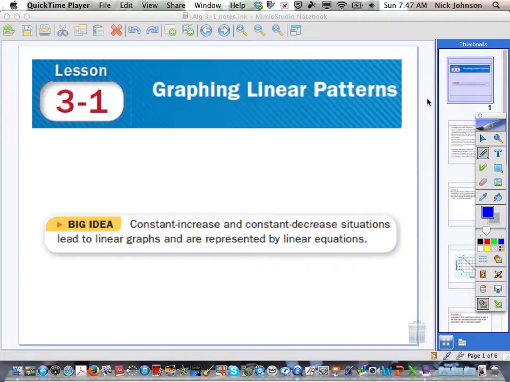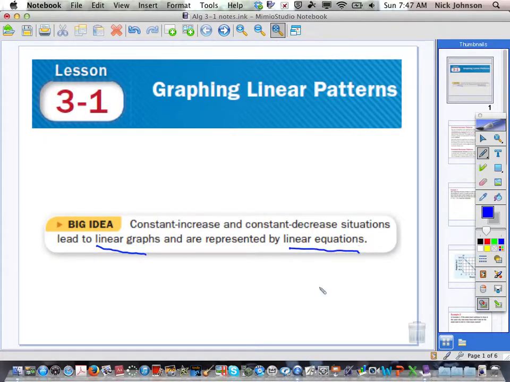Today, we're going to talk about Lesson 3-1, Graphing Linear Patterns. The big idea is that constant increase and constant decrease situations lead to linear graphs and are represented by linear equations. So what we're going to look at is how to make a linear equation based off of a constant increase or a constant decrease situation.